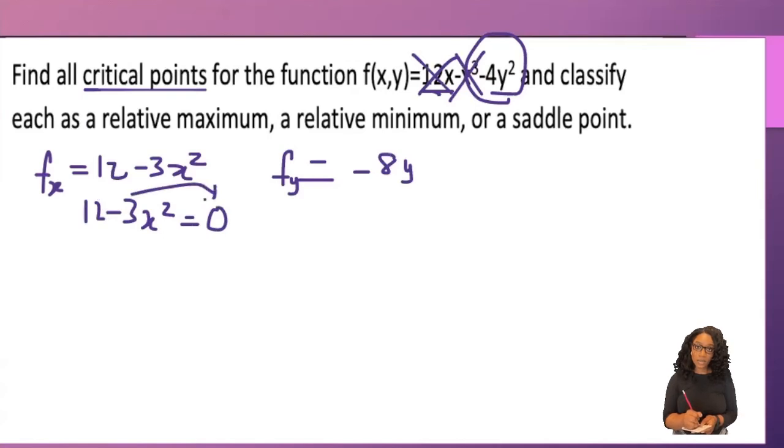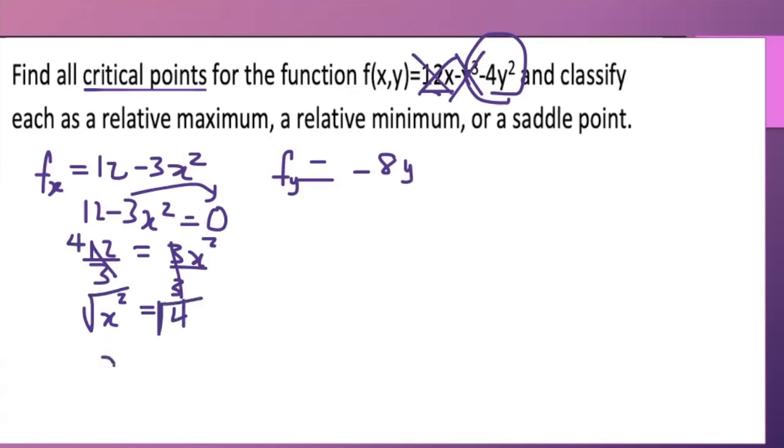So carrying this over, I will have 12 is equal to 3x squared. And then divide both sides by 3. So this cancels. 3 to 12 goes 4 times. So I have x squared is equal to 4. To get rid of the square, I square root both sides. So x is equal to plus or minus 2. So I have two values for x.